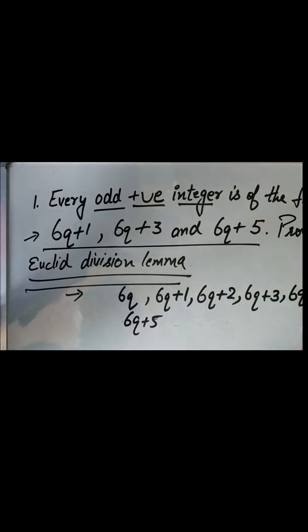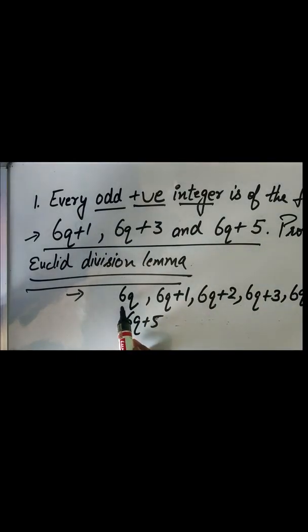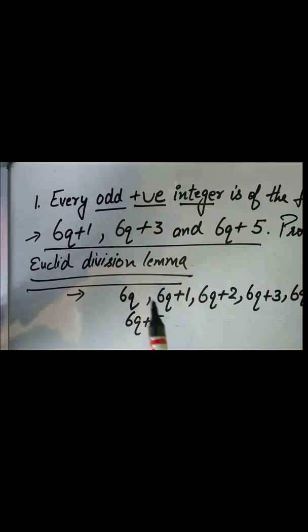2 is here, 3, 4, 5, 6 is here, 7, 8, 9, 10, 11, 12, 13, 14, 15, 16, 17, 18 is fully divisible, 19 will leave. You can see here. Now, this question can be verified here only.